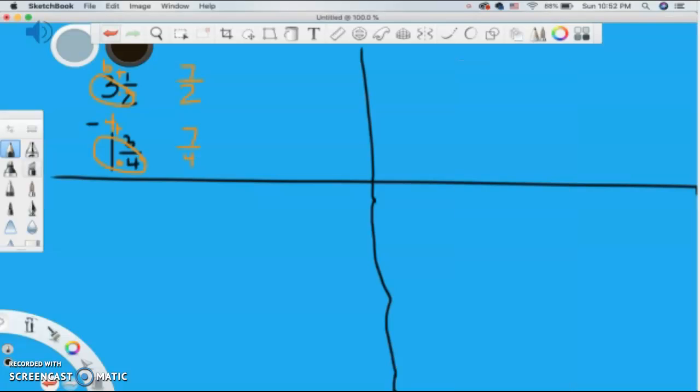So now I'm going to come over to my LCD box, and that is where I'm going to find a common denominator. So I have 2 as my first denominator and 4 as my second denominator. And again, this just means that I'm going to count by those numbers. I'm going to count by 2's. 2, 4, 6, 8. Now I'm going to count by 4's. 4, 8, 12. Well, what do I see in common?